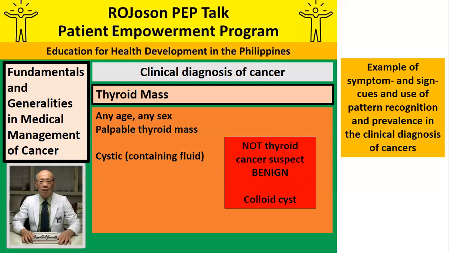Thyroid mass, any age, any sex, but the mass is cystic, containing fluid. So the clinical diagnosis is not thyroid cancer suspect, benign. The specific diagnosis is colloid cyst.